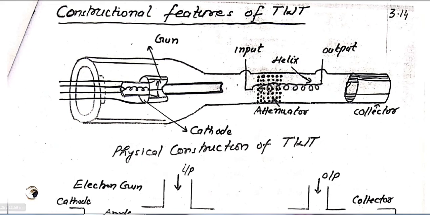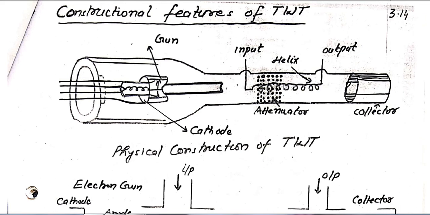Now when the applied RF signal propagates along the turns of the helix, it produces an electric field at the center of the helix. When the signal is applied at this point, it is going to travel along the helix, and because of that RF signal, an electric field is generated at the center of the helix here. The RF field propagates with the velocity of light.